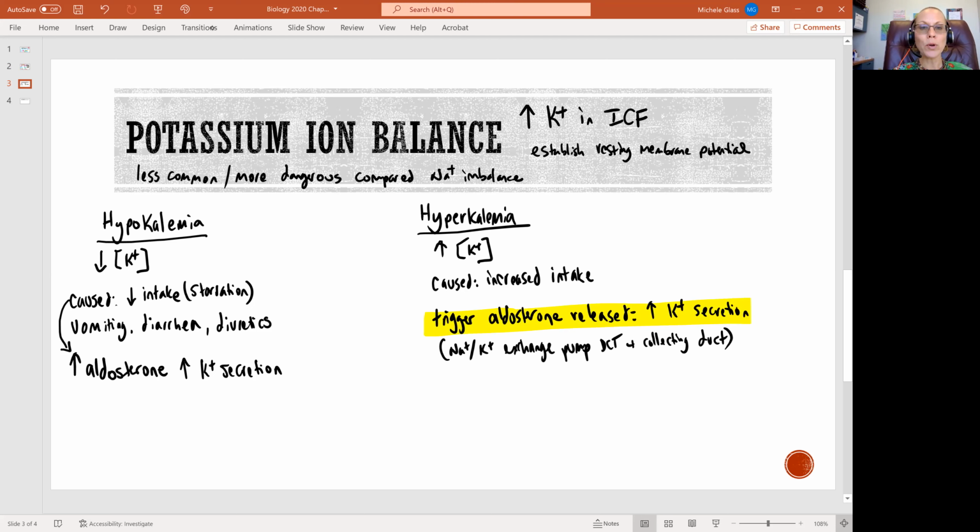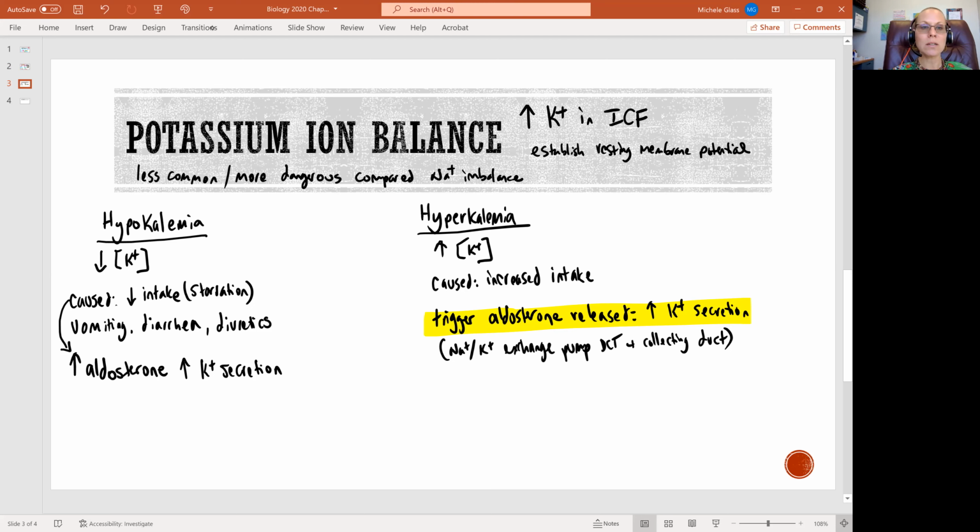So in the case of the hyperkalemia, we're using aldosterone to get rid of the extra potassium, whereas in our discussion of hypokalemia, we're seeing excessive production of aldosterone, causing a potassium imbalance.